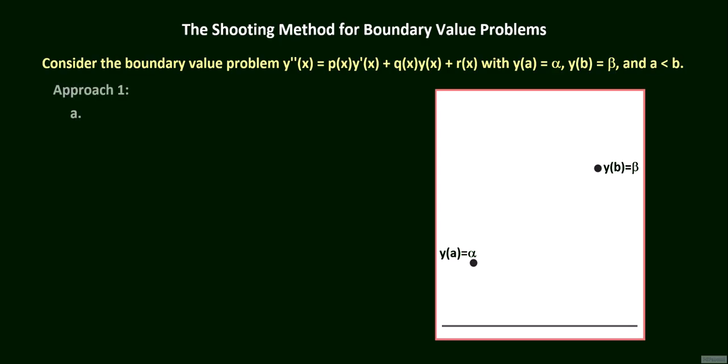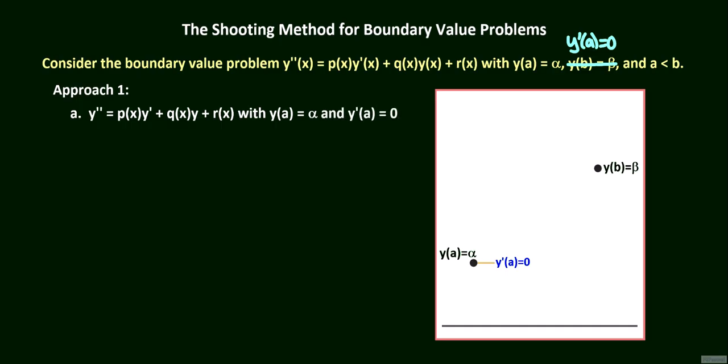For the first approach, the first initial value problem has y double prime equal to p times y prime plus q times y plus r, with y of a equals alpha. And instead of defining y of b, we set y prime of a equal to 0, so that we have a horizontal tangent at x equals a. We solve this IVP numerically using a method such as Euler's method, Heun's method, or some other related method.